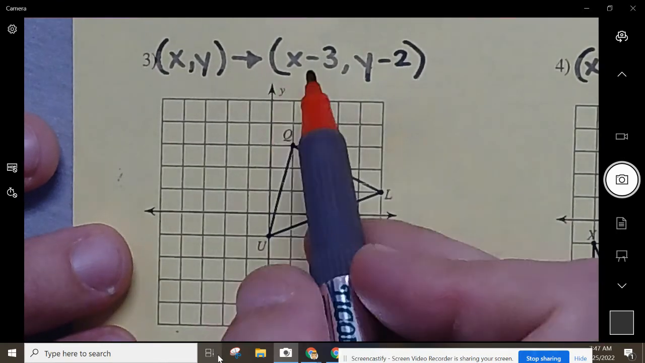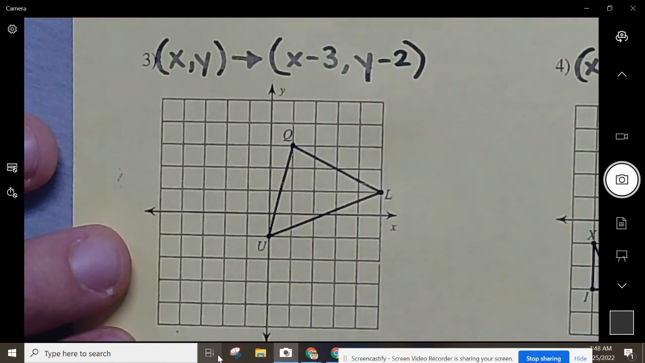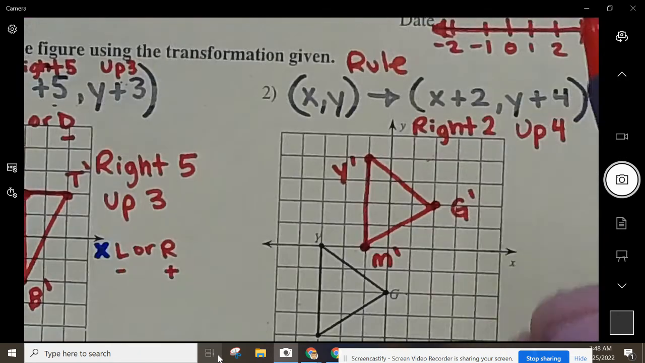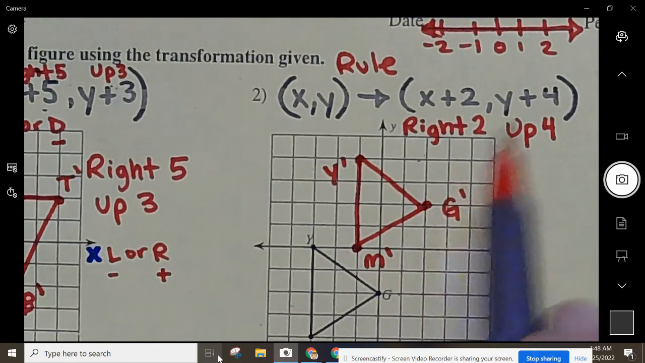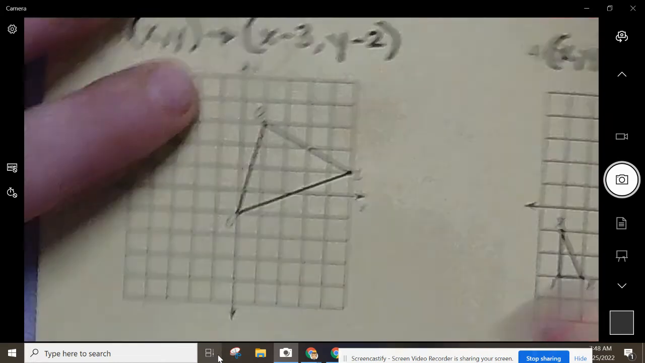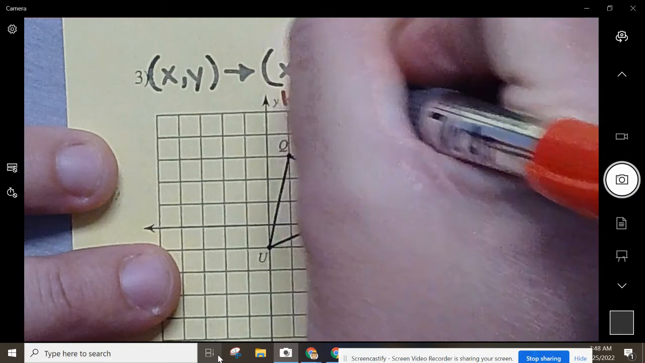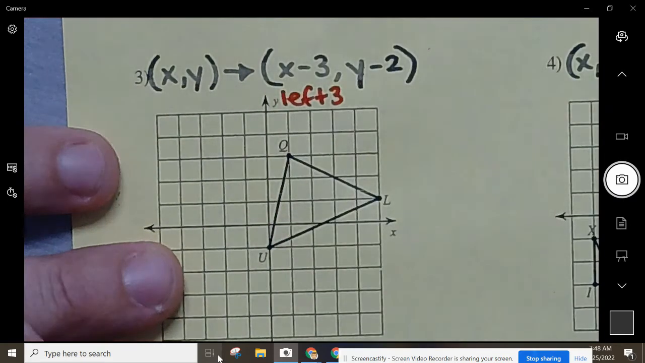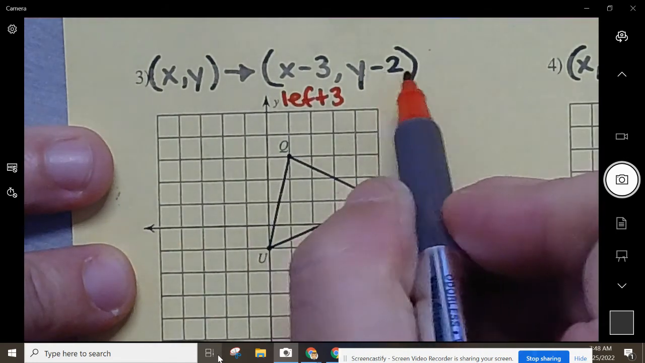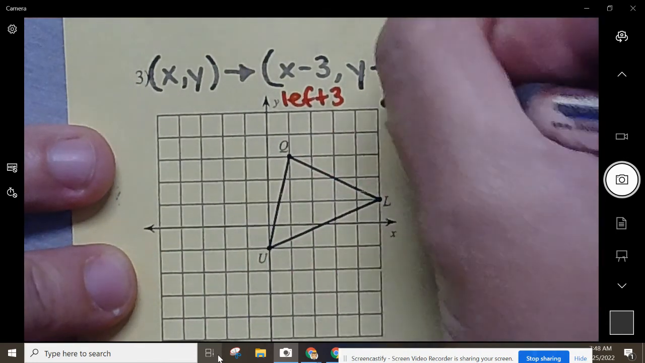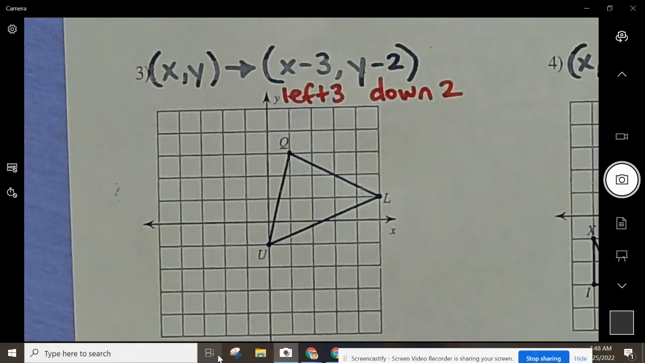X, Y, -3, -2. All right, if plus was to the right, remember X goes left or right. X plus 2 is right 2. X minus 3 is going to be left 3. Does that make sense? Because it's negative, you're going to go to the left. And then Y minus 2. Remember, Y goes up or down. Well, it's negative, so we're going to go down 2. So why don't you guys go ahead and do that one for me?